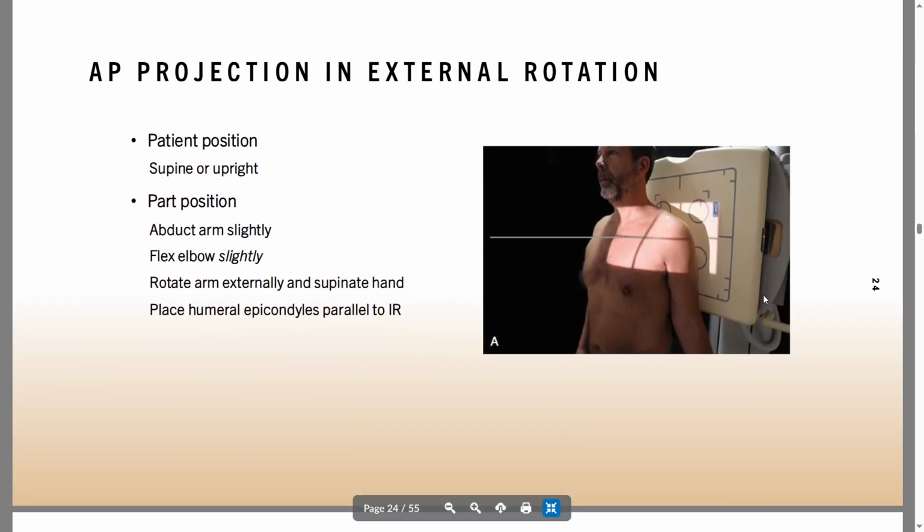External rotation, we can also do standing or supine. This time we're rotating our thumb outwards so that it's almost facing behind you, but the opposite way. Again, arm will be abducted, but only slightly, not quite so much as you would for the humerus.